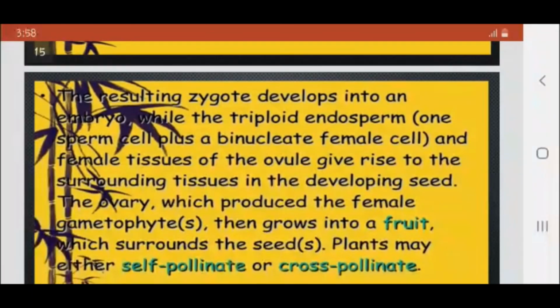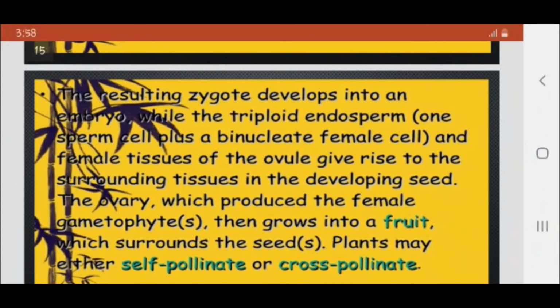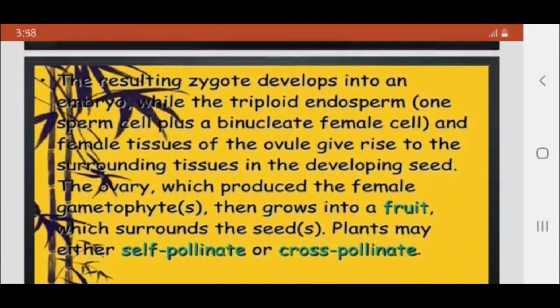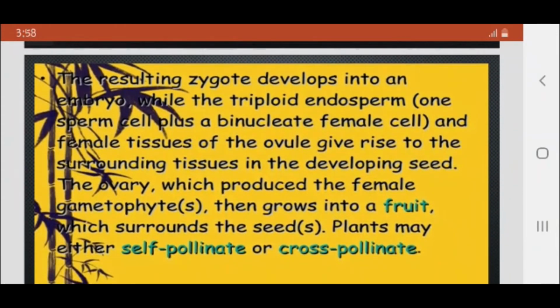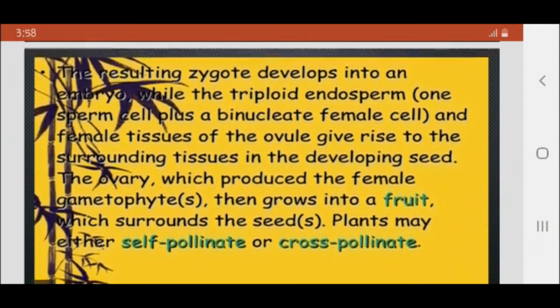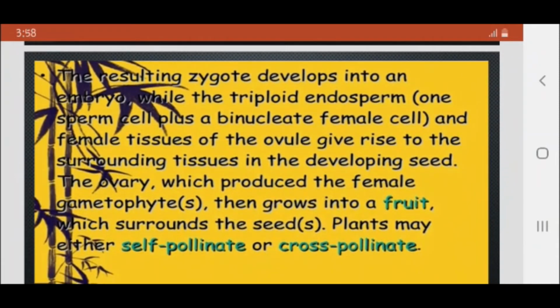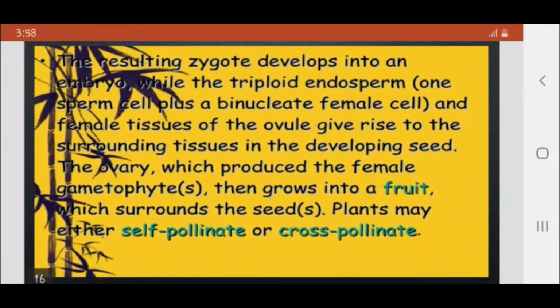The resulting zygote develops into an embryo, while the triploid endosperm, one sperm, egg cell plus a binucleate female cell, and the female tissues of the ovule give rise to the surrounding tissues in the developing seed. The ovary which produces the female gametophyte then grows into a fruit which surrounds the seed. Plants may either self-pollinate or cross-pollinate.